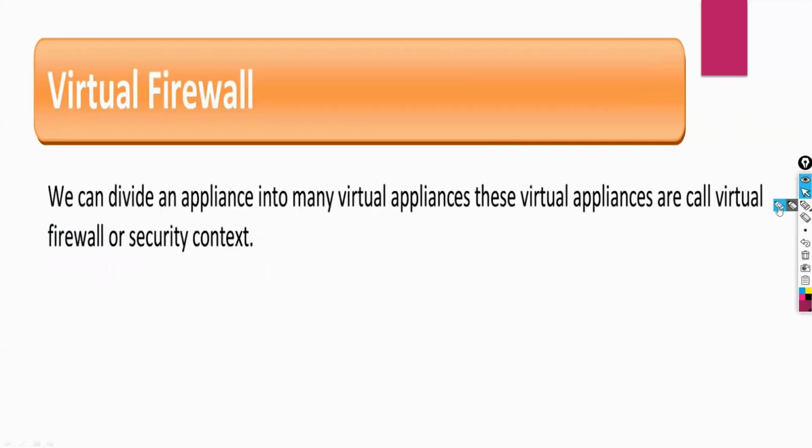Now we can go with the virtual firewall technique. You can divide your single Cisco ASA firewall device into multiple firewall devices, and this concept is called security context. So you can create multiple security contexts. For example, for marketing, we have a marketing context. For the sales department, a sales context. For the HR department, an HR context. Each context is called a firewall.